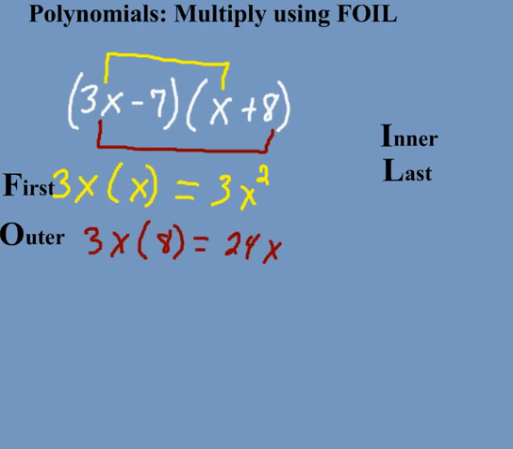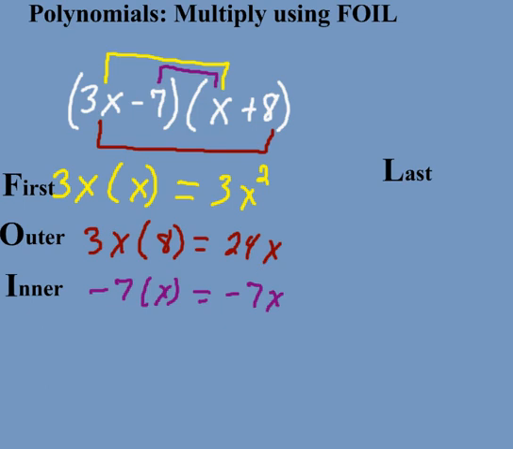Alright, the next one is going to be the inner. Inner would be these two numbers right here. You get the idea. Inner. So let's bring it down here, and let's multiply them. It's negative 7 times x. So negative 7 times x is negative 7x.